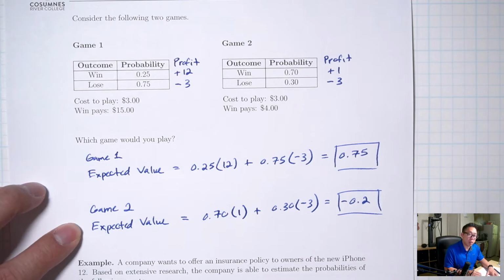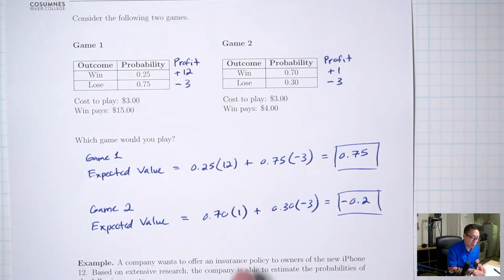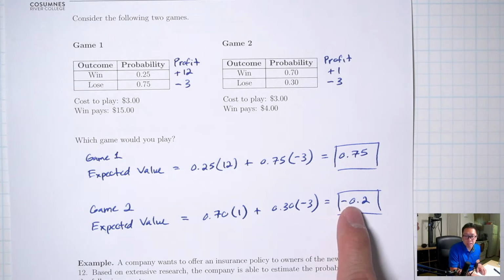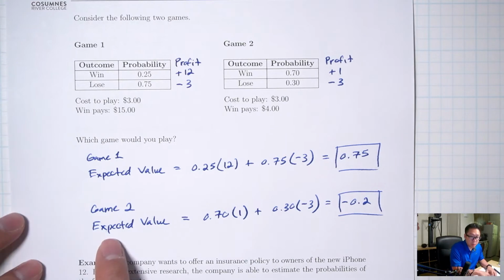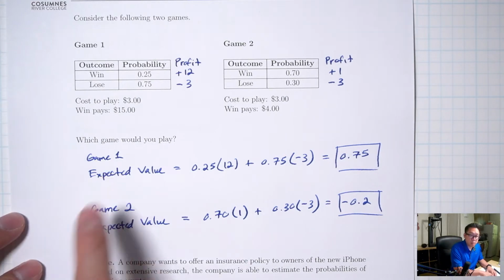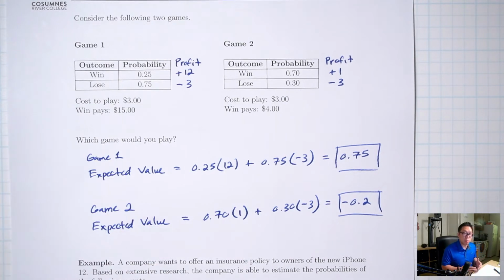Game 2, on the other hand, if you play it many, many times, each time you're playing, you're losing 0.2, which is 20 cents. So each time you're playing Game 2, you're losing on average 20 cents each time. So Game 2, you definitely don't want to play. Game 1, you definitely do want to play, especially if you're playing these games many thousands of times.